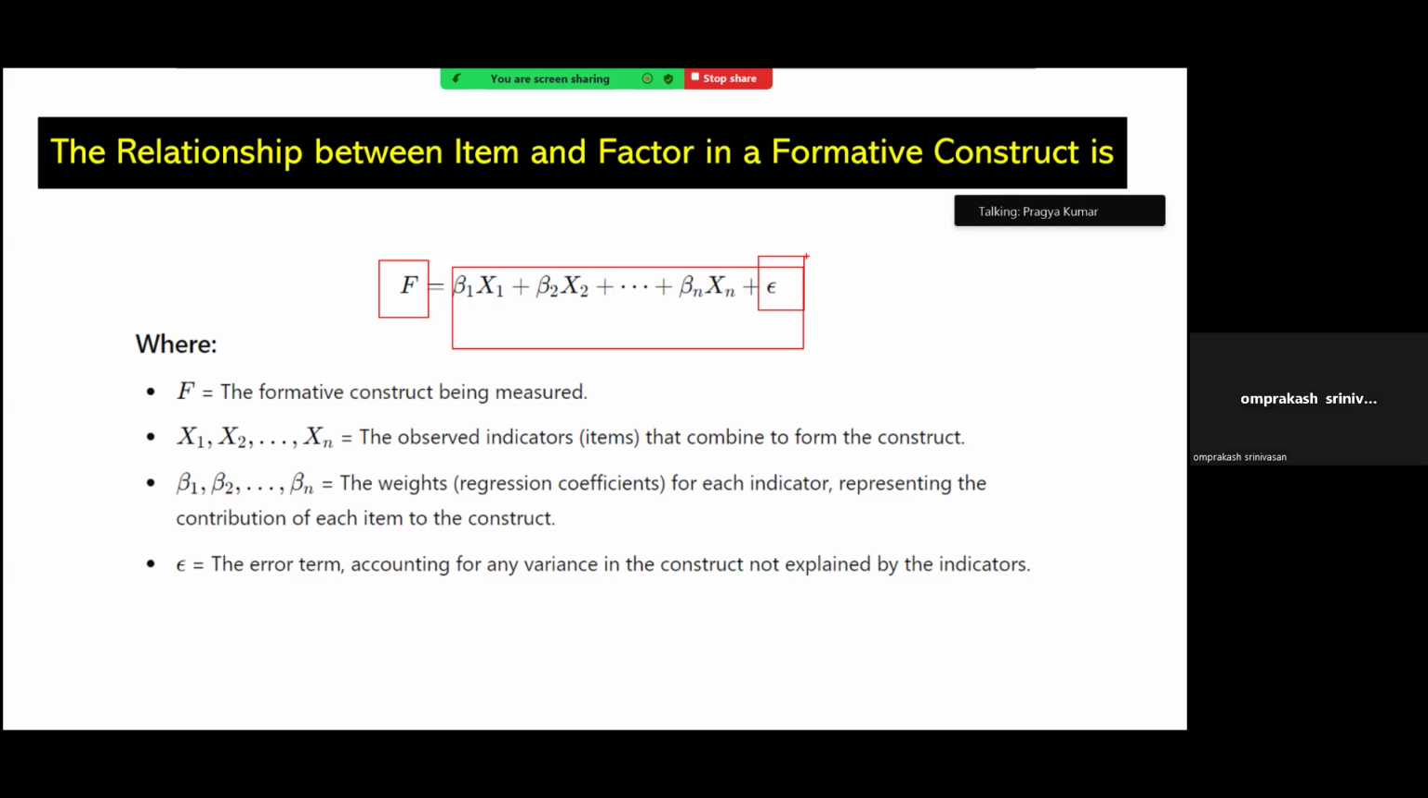Yes, ma'am, but my question is about the definition given there: the error term accounting for any variance in the construct not explained by the indicators. How are we going to find that? How will we know something which we don't know actually? The residue comes because we don't know whether that factor is there or not. That's why we are not accounting for it. Hope you understand my doubt, ma'am.